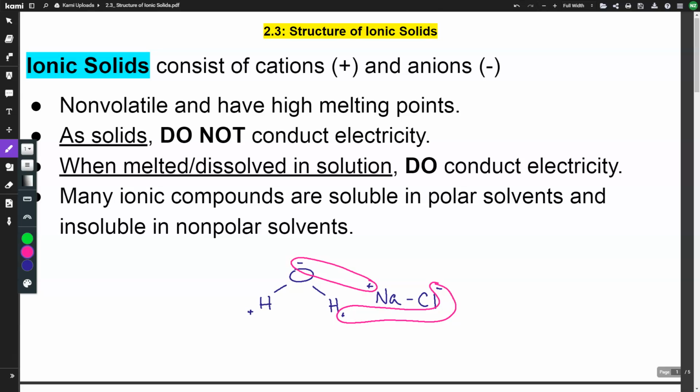So what's going to happen if you throw table salt, NaCl, into water, H2O, the positive and negative will attract and it will essentially shred your ionic compound. The positives will rip apart from the negatives, and you will have sodium being attracted to the oxygens and then chlorine being attracted to the hydrogens, and it will rip apart your ionic molecule. So it will dissolve in solution.